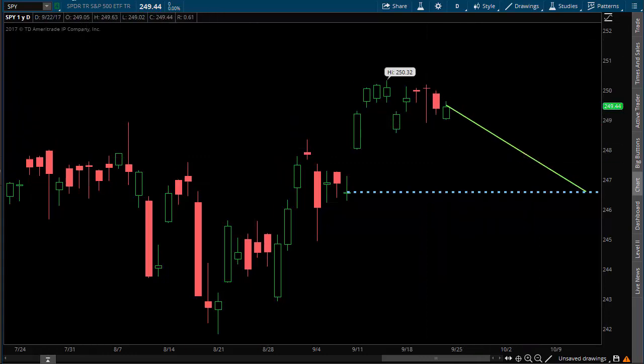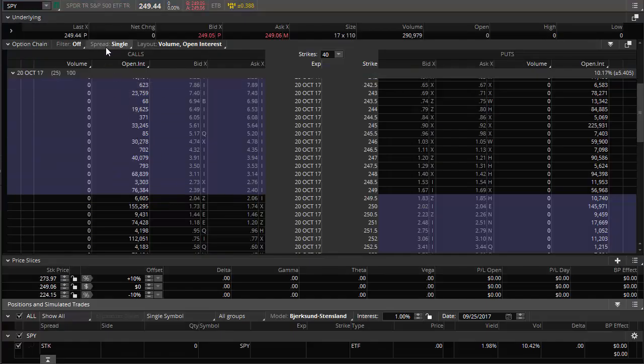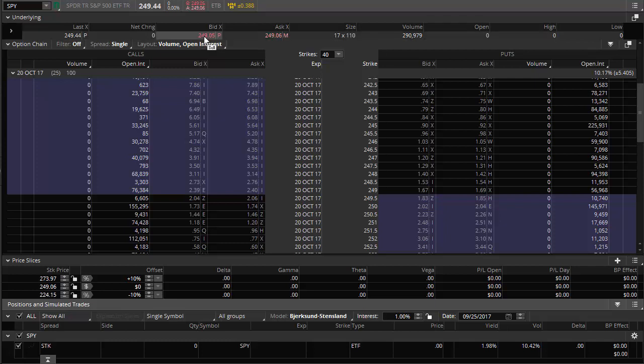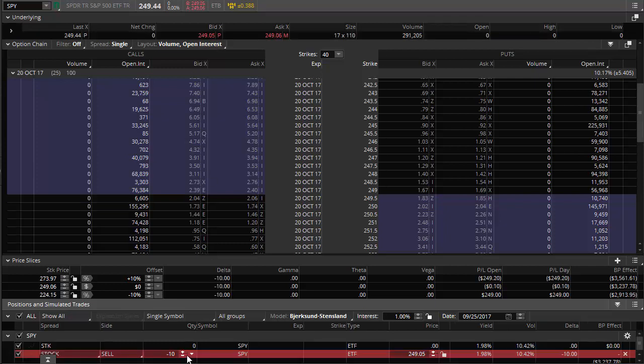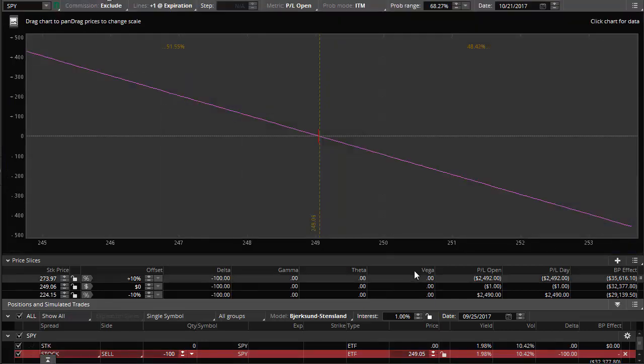So what we're going to do is go over to the Analyze tab. And the first thing we're going to do before we jump into the options, I just want to compare what it would be if we just straight up shorted the SPY. So I'm going to sell 100 shares, because all options are based on 100 shares of the underlying. And let's go to the risk profile.